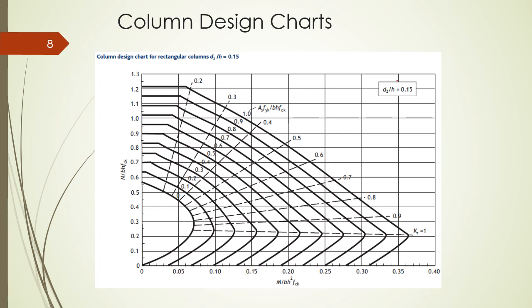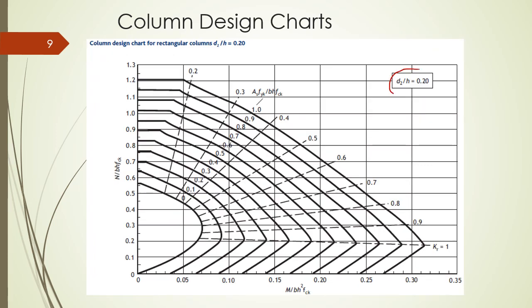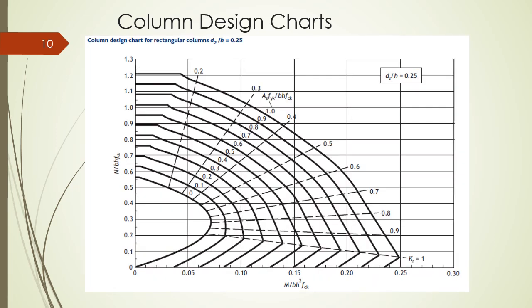Same goes on for the next chart, from d2 over h equals 0.15 all the way to d2 over h equals 0.25. The y-axis remains the same and the x-axis remains the same. We will be using these charts to finally get our As fyk over b h fck from these charts. We'll do an example later to see this.